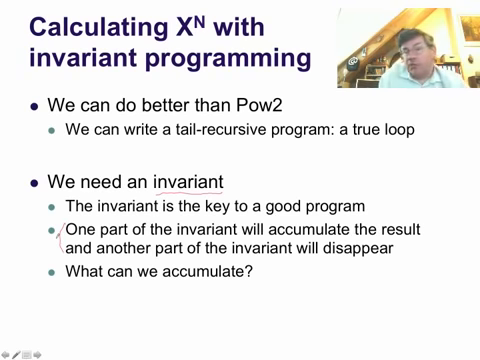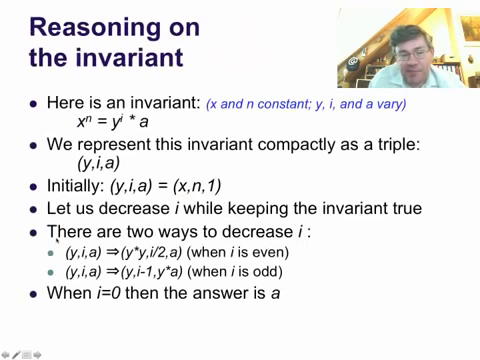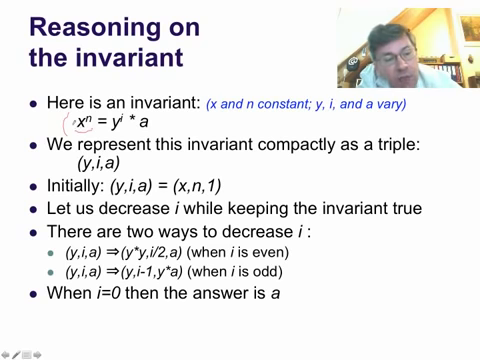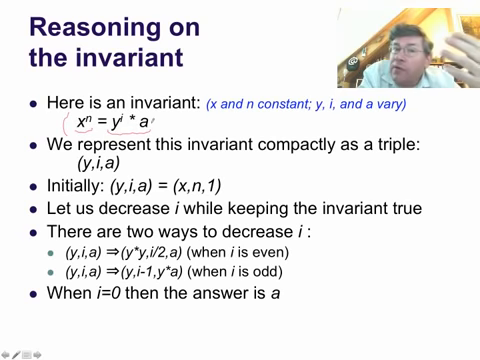In fact, the invariant is not so hard to find. It's quite simple. We're going to use multiplication. X to the n is equal to y to the I times a. Notice here in the left-hand side we have x and n, which are in fact constants during the execution. And y, I, and a are values that can change during the execution. We can have different values as long as the invariant is true.